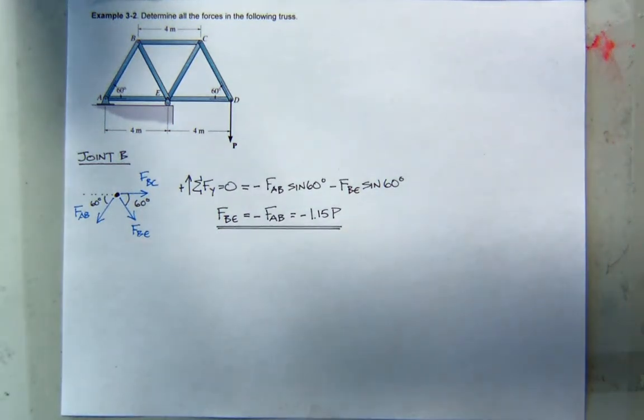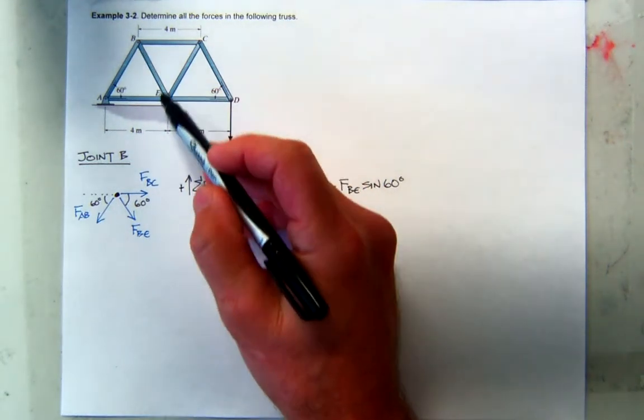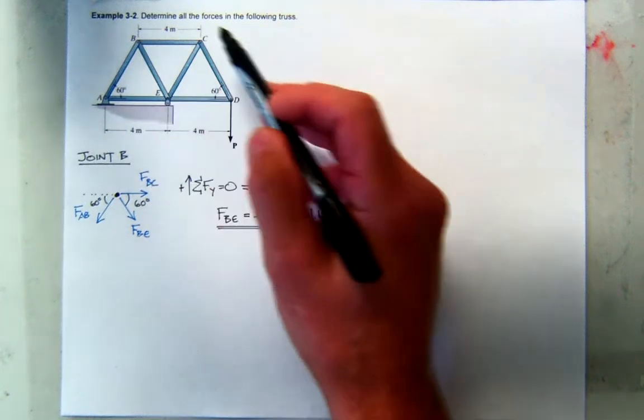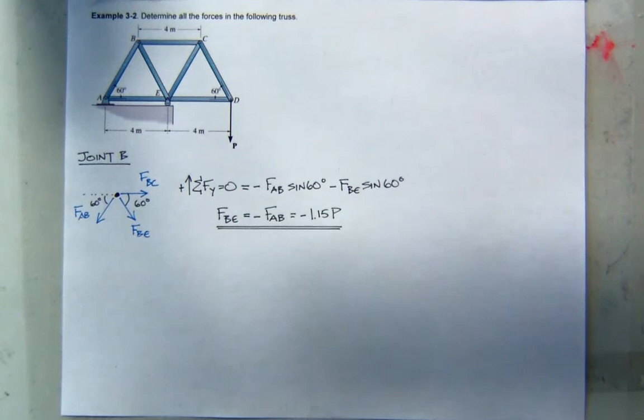Okay? Negative means compression. So it means that this element here is in compression, which kind of makes sense. This is almost like a wheel, and the spokes of the wheel push out to keep the wheel from collapsing. So that makes kind of sense to me.